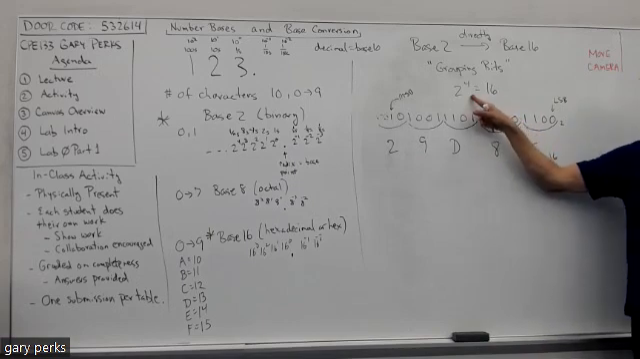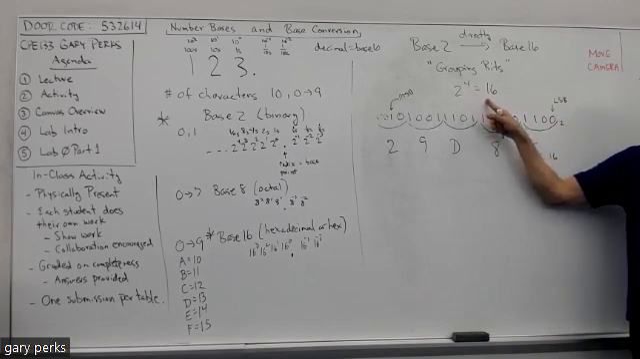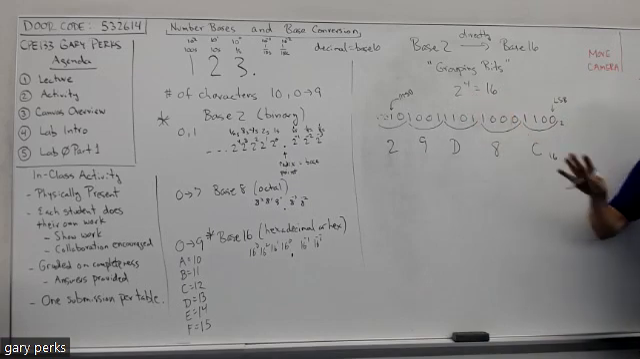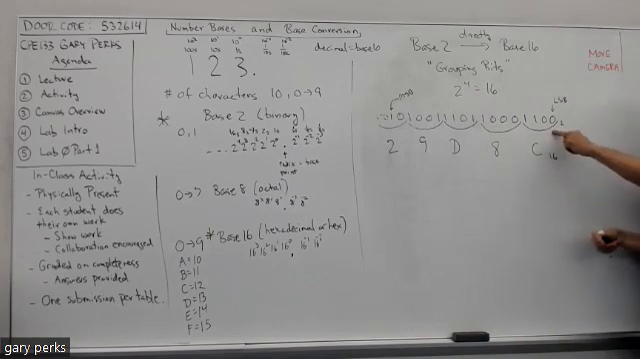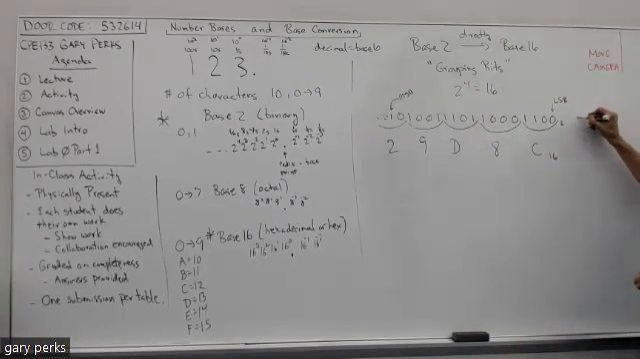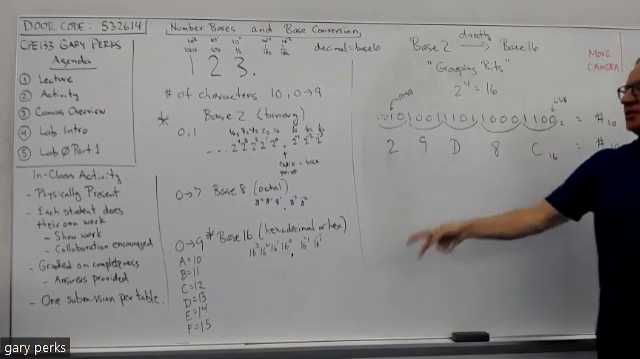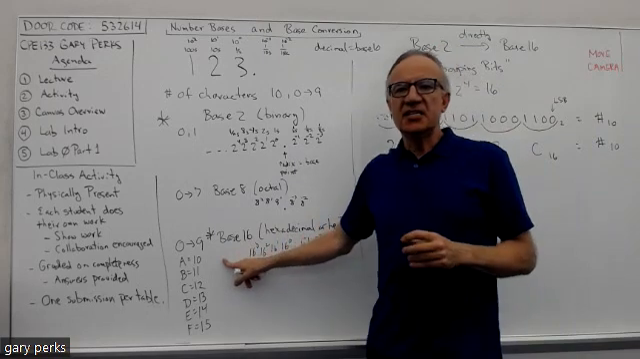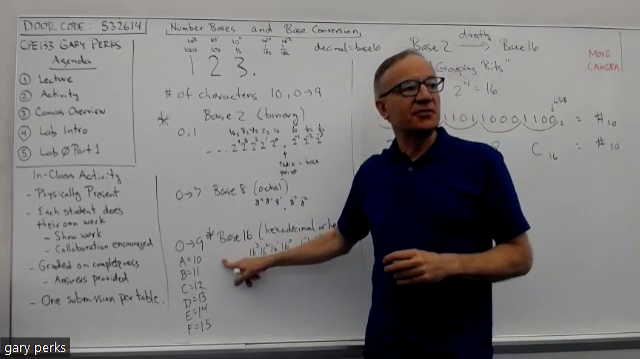The reason it's 4 groupings is because 2 to the 4 is 16. And if you don't believe that what I just showed you is valid, take this binary number, convert it to base 10, and you'll get a number. Take this hexadecimal number, convert it to base 10, and you're going to get the same number. It works. And this also shows you why base 16 is popular in the digital world.